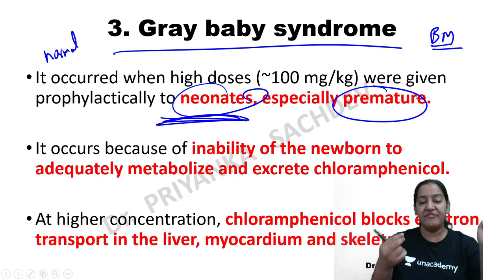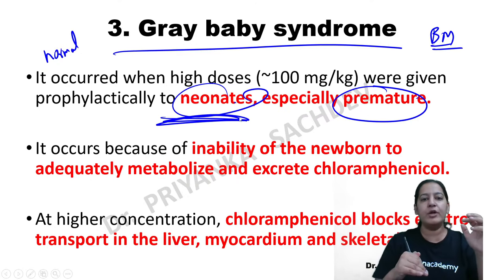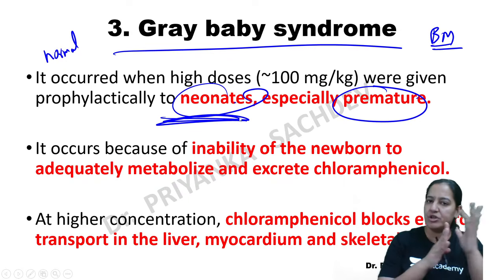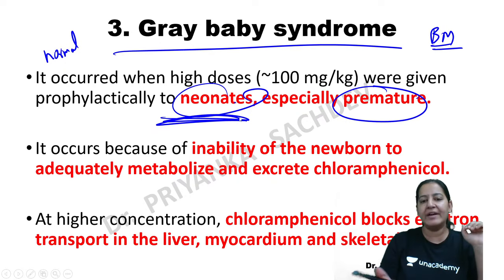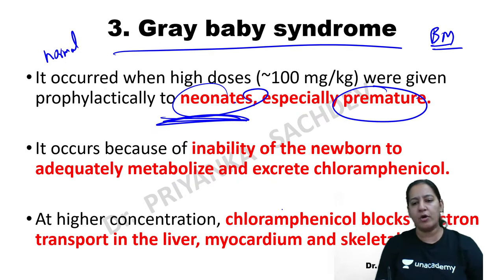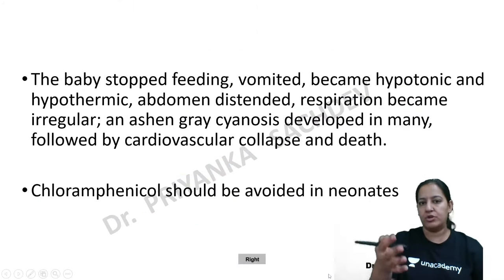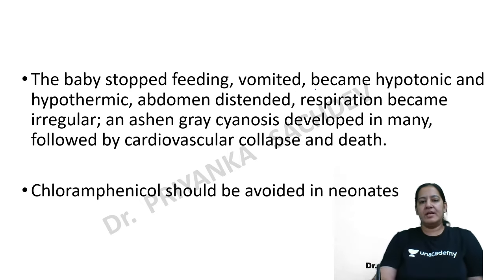So imagine if we have given chloramphenicol to some neonate. That will go in the blood of the neonate. It will kill the bacteria. Okay, it will go inside the cell of the bacteria and have a bacteriostatic action. But it will enter all the cells, all the organs of the neonate. Right? So it will enter all organs of the neonate, especially liver, myocardium, skeletal muscle, and inhibit the growth. It is bacteriostatic action. Right? So there is a problem in the baby.